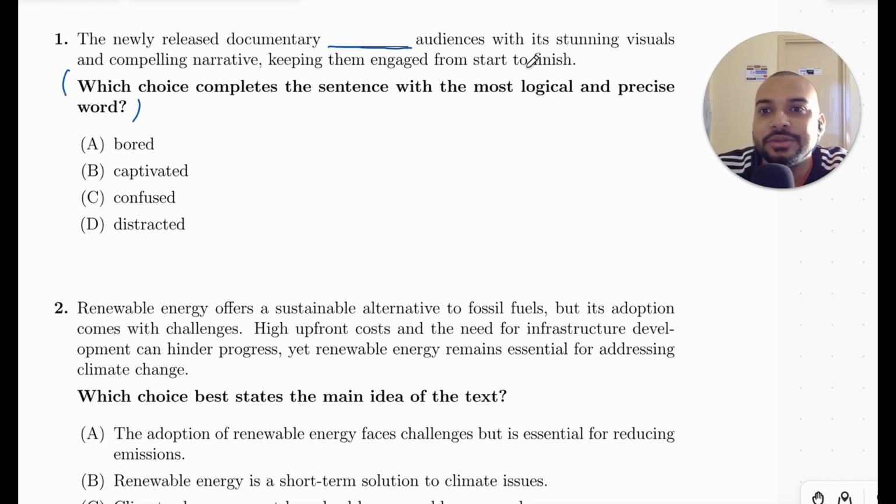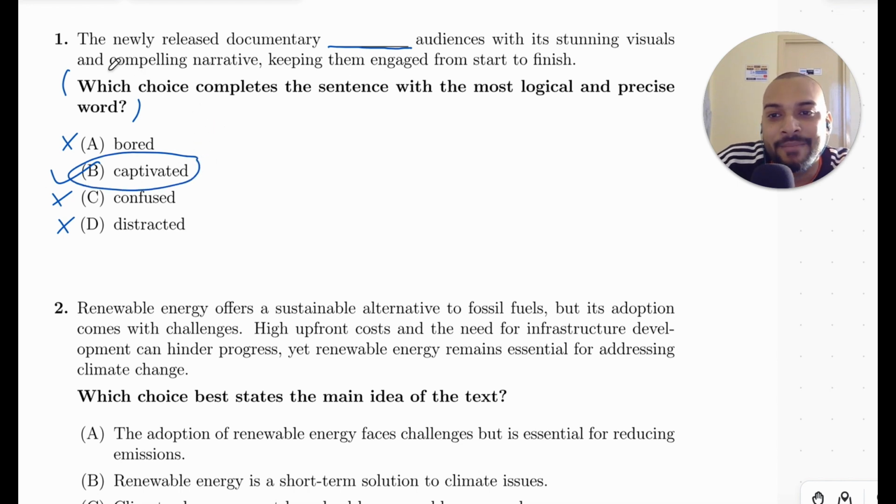Okay, so they're mostly talking about this newly released documentary, which has some stunning visuals and compelling narrative. So mostly it's keeping the audience hooked. So let's see which is the closest word to that. Option A is bored, not at all. Captivated, yep. Confused, no. Distracted, no. Very clearly the answer is captivated because that is the nearest word to match this tone, the compelling narrative and stunning visuals. Okay, let's go to the next one.